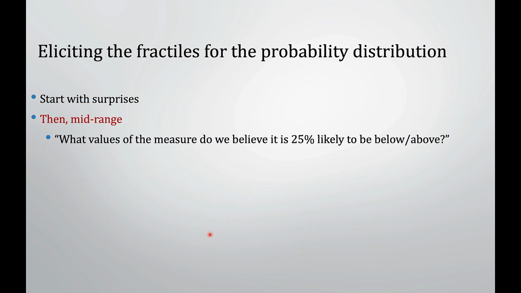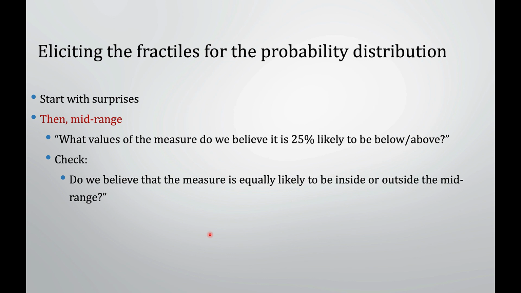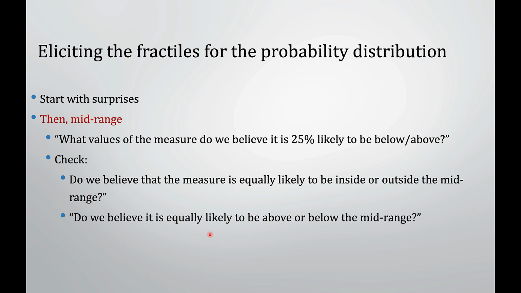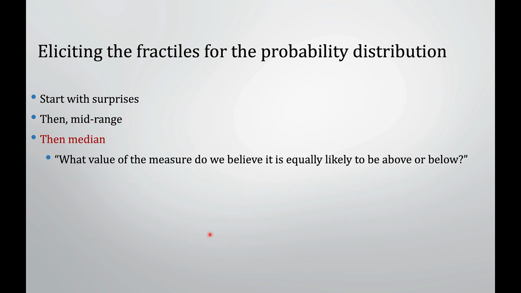And then you can start thinking about the mid-range. You can think about what values of the measure we believe it is 25% likely to be below and above. And you want to check those two properties too. If those two properties are satisfied, then you can move on. If not, then you may still rethink those mid-range values you thought of. Then you can think about the median. What value of the measure do we believe it is equally likely to be above and below?